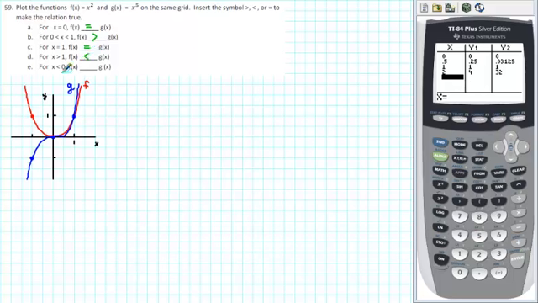Finally, in part E, we have for x is less than 0, f of x is either greater than, less than, or equal to g of x. So let's try a negative value like negative 1. When x is negative 1, we see that y1 is bigger than y2 because positive numbers are bigger than negative numbers. When we look at x equals negative 1 along the x-axis, we see that the graph of f in red is above the graph of g in blue. Therefore, f of x is greater than g of x when x is less than 0.